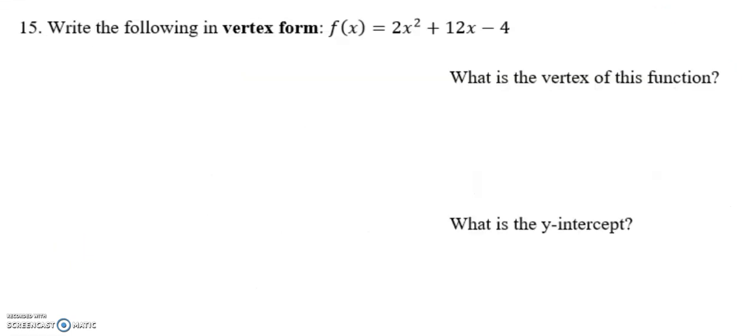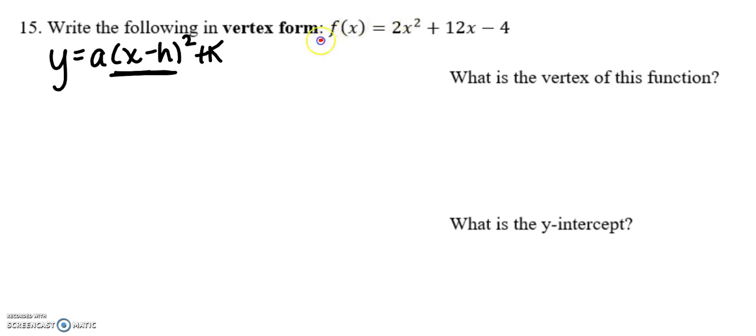All right, write the following in vertex form. Okay, so again, we're trying to get to this vertex form of y equals a times (x minus h) squared plus k, thinking about our horizontal shift, vertical shift, and our vertical stretch or shrink. And then we've got some follow-up questions, which we'll get to once we have our equation in this form. Well, this looks like I need a perfect square binomial, and we know that to get a perfect square binomial, we would need to complete the square.